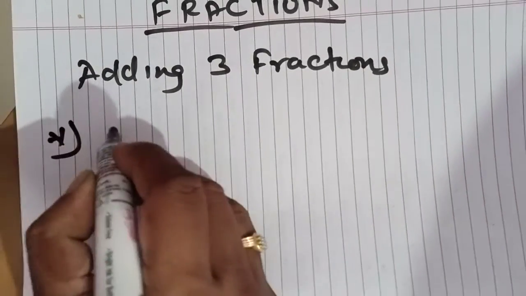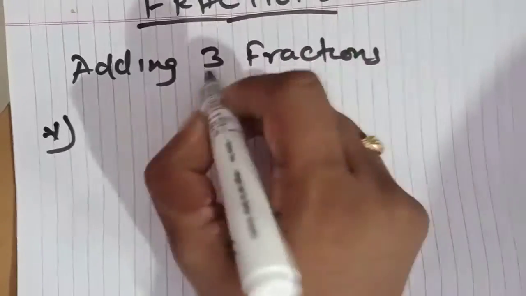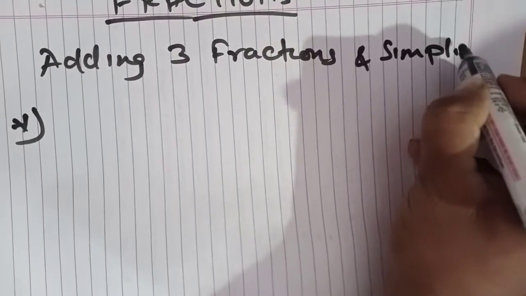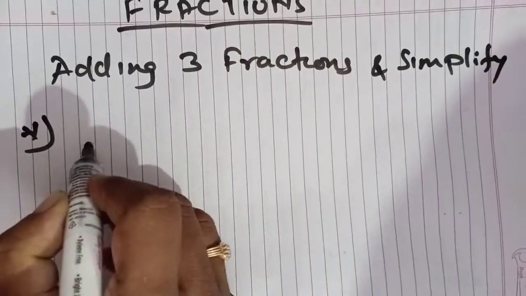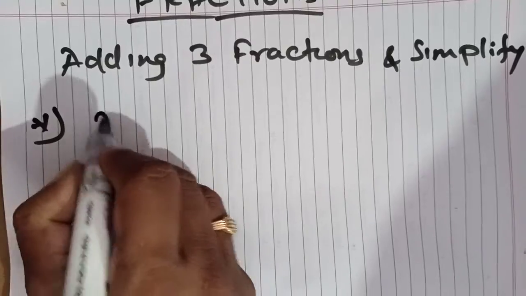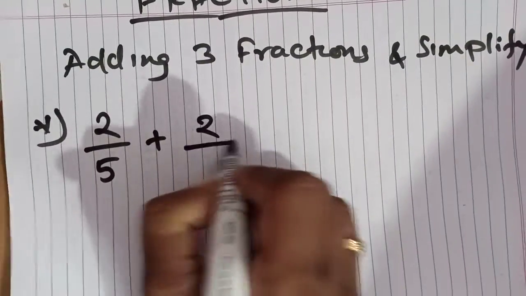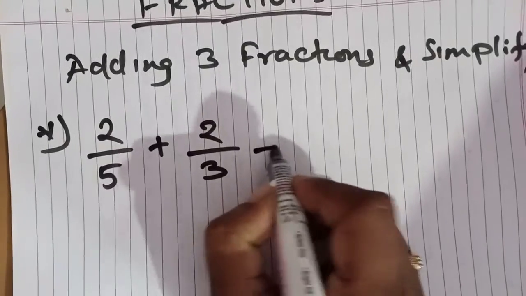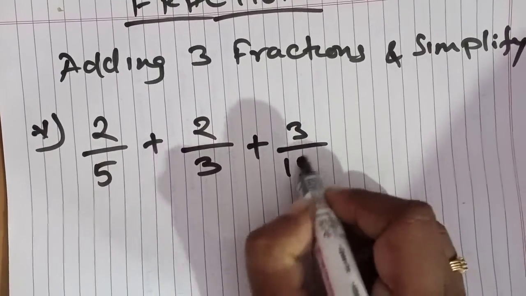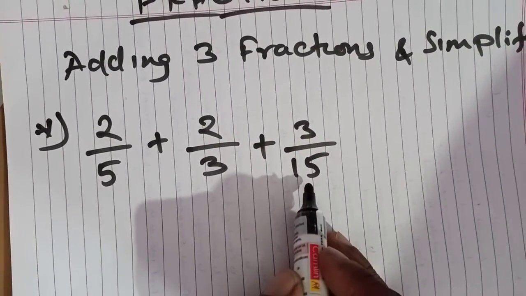Say, for example, we have to add and simplify three fractions. Let's take a quick example: 2 upon 5 plus 2 upon 3 plus 3 upon 15. As you can see, all the denominators are different.